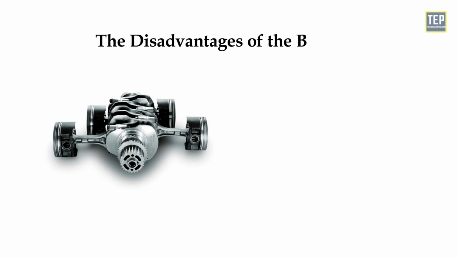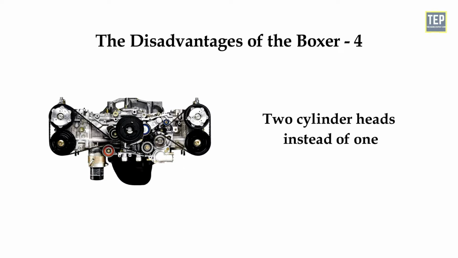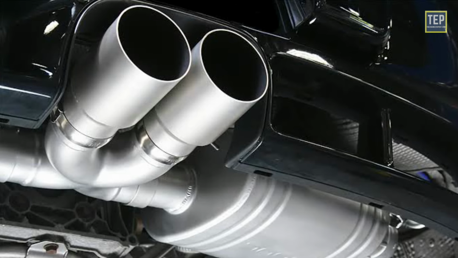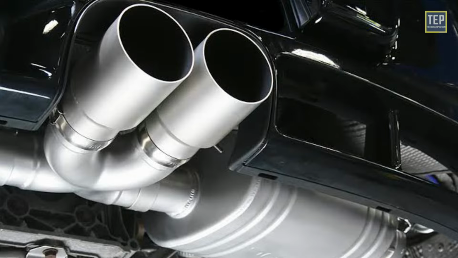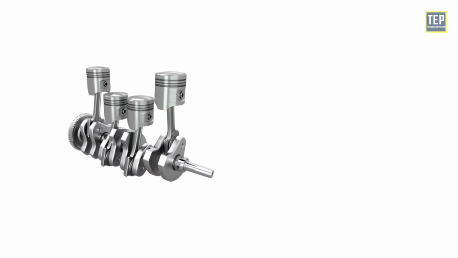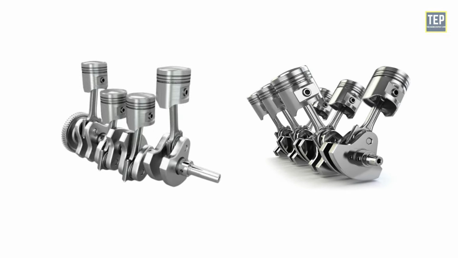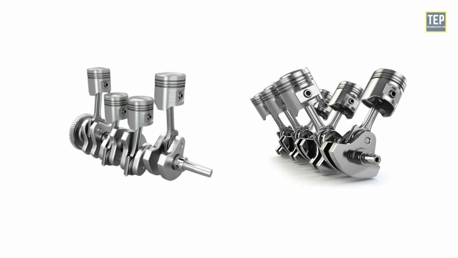The downsides of Boxer 4 engines are their extra width, the increased costs associated with having 2 cylinder heads instead of 1, and the long exhaust manifold required to achieve evenly spaced exhaust pulses. Due to these factors, inline 4 engines are more commonly used than flat 4 engines, and V6 engines are often used where larger displacements are required.